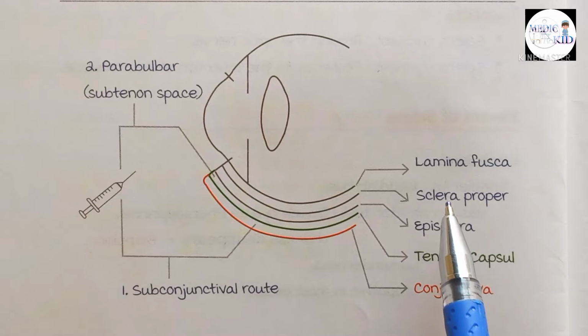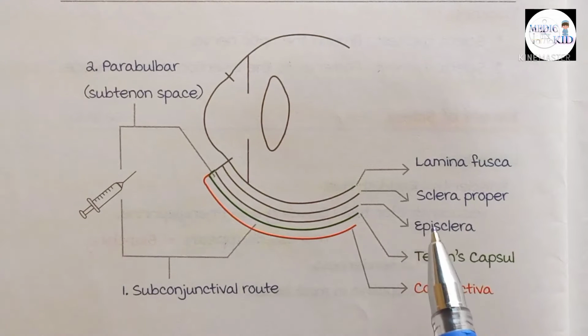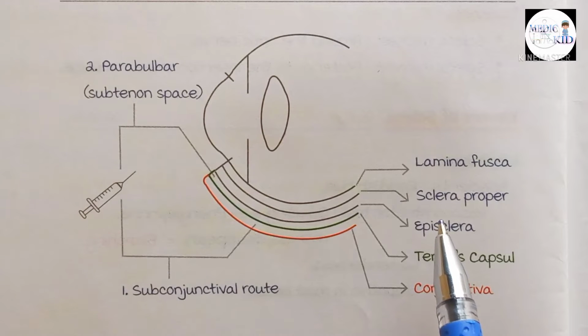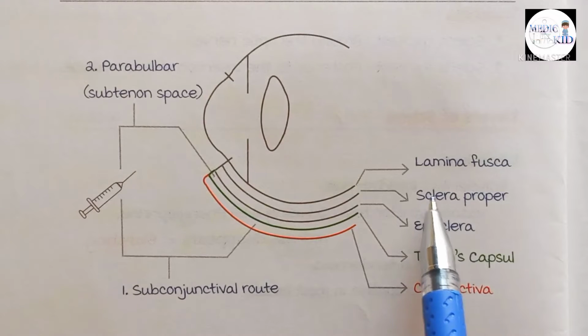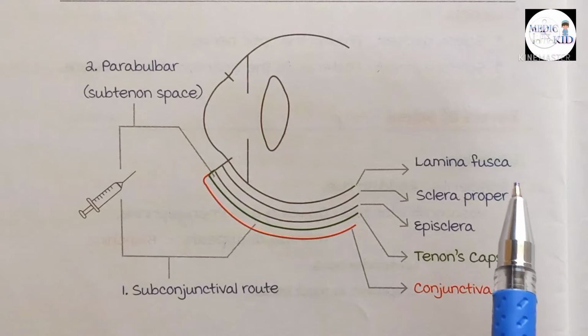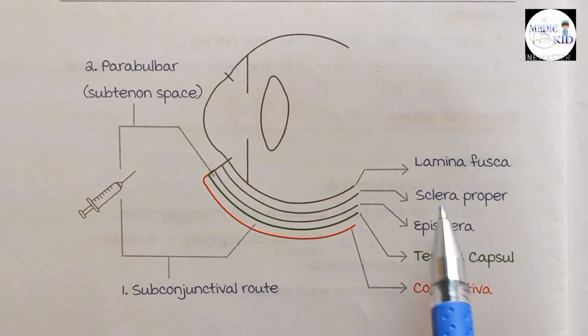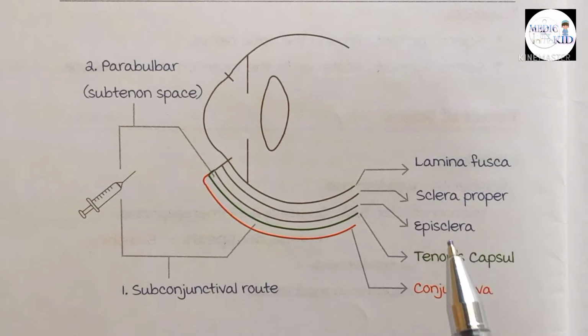So how will you differentiate whether it is episcleritis or scleritis? It is very necessary to differentiate between episcleritis and scleritis, because scleritis is most commonly associated with systemic diseases like rheumatoid arthritis and others. So we have to differentiate whether it is episcleritis or scleritis. Let's see how they are differentiated.